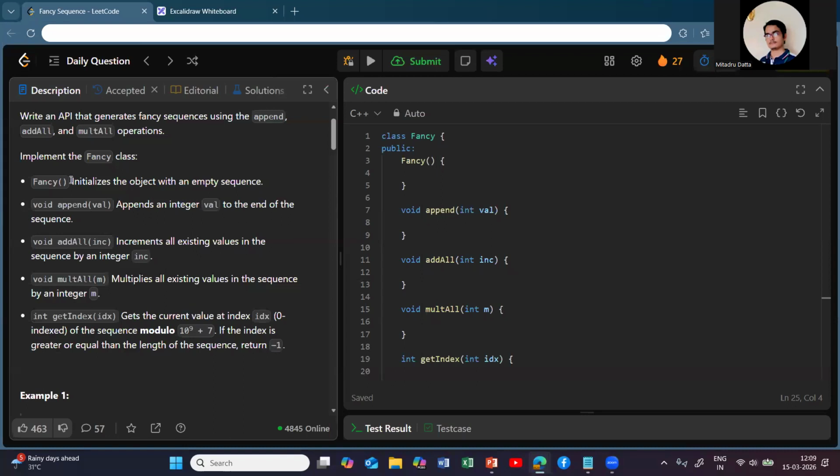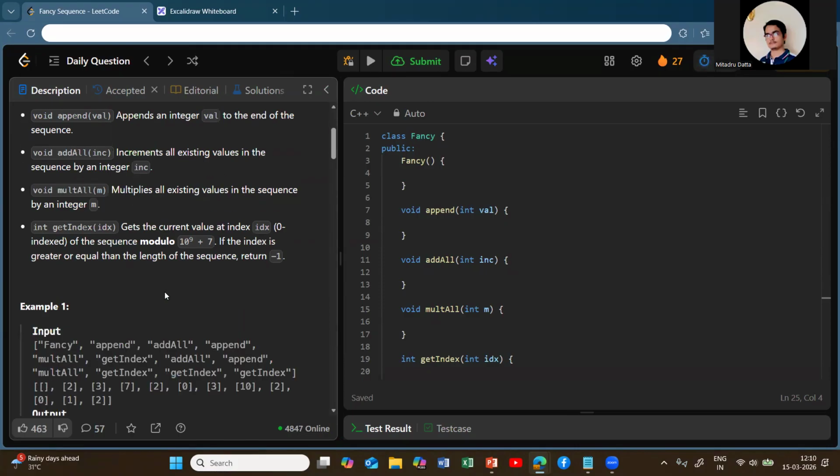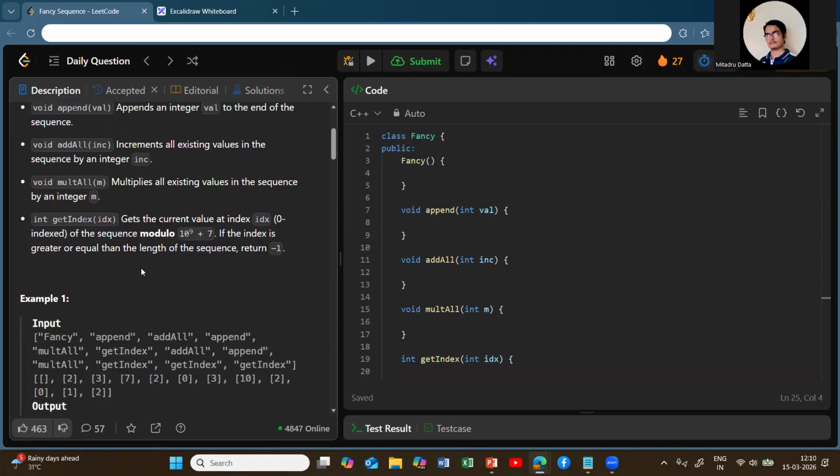It stores a sequence of integers, and initially that sequence will be empty, and whenever an append is called, it'll append the integer value to the end of the sequence. And whenever the addAll function is called, it should increment all the existing values in the sequence. And whenever multAll is called, it should multiply all the existing values in the sequence by an integer m, and getIndex idx gets the current value at the index.